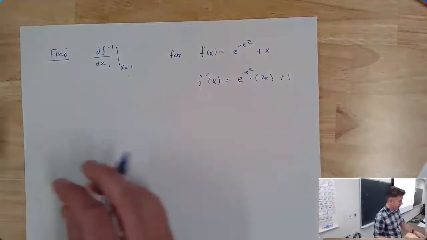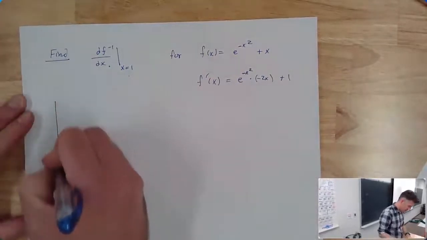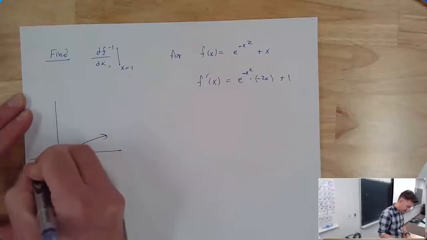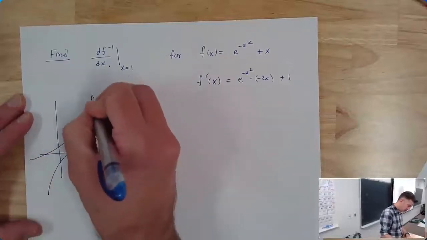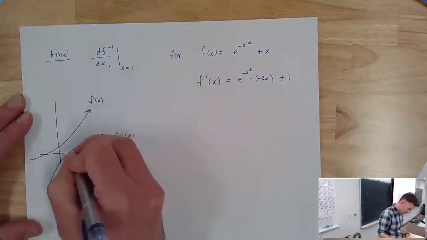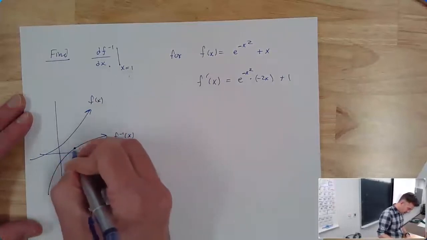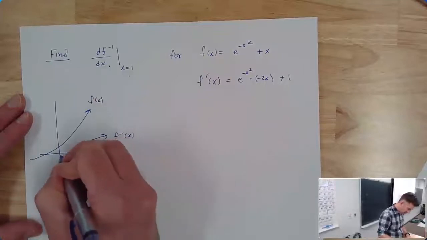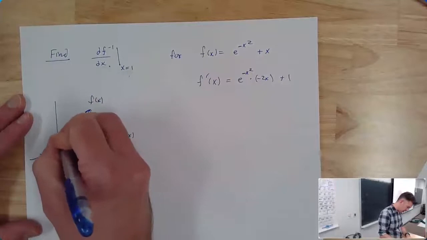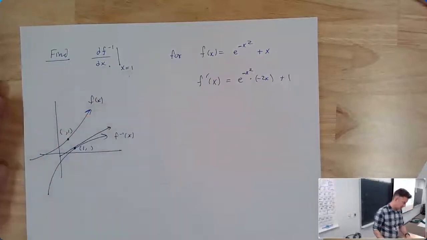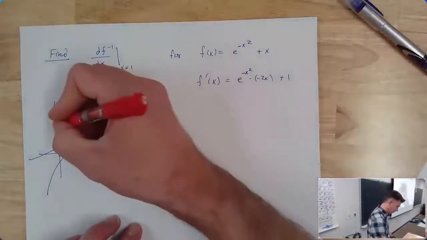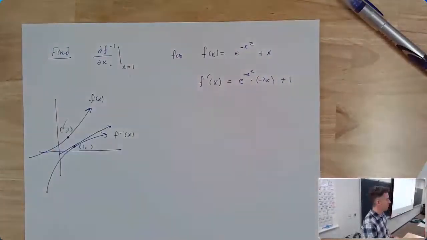Again, graphically, what we're thinking is maybe here's our function, here's our inverse. I've just drawn this, right? Maybe here's the point 1, comma whatever. If I want to find the slope of the tangent line here, what I'm really doing is finding the slope of the tangent line here and inverting it. So I don't want to actually plug in 1. I want to plug in whatever is giving me 1 there.